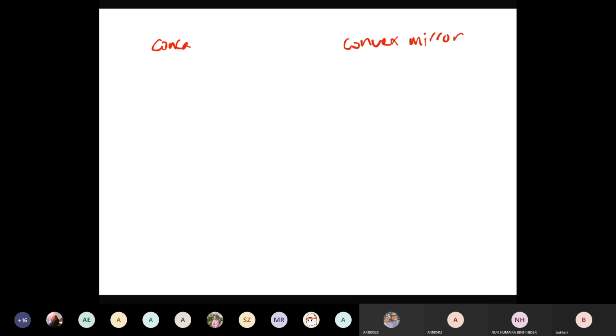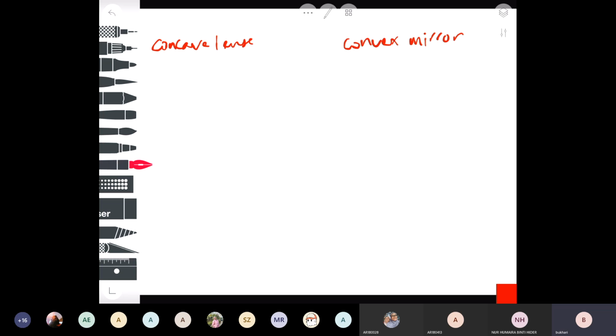Now we are going to talk about convex mirror dan juga concave lens. Remember, we are discussing lens and mirror at the same time. Okay, don't be confused. The reason I'm doing this is because I want you to compare so that you're not going to be confused between the two devices we have here.